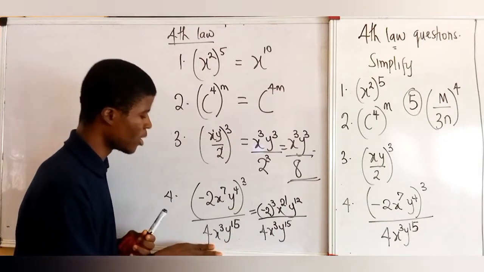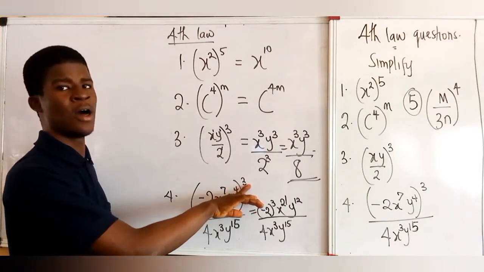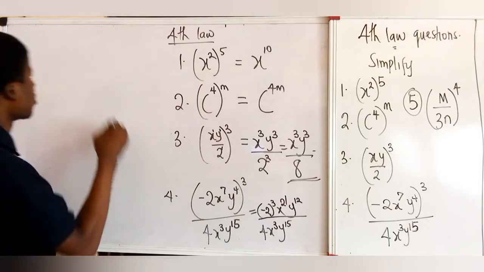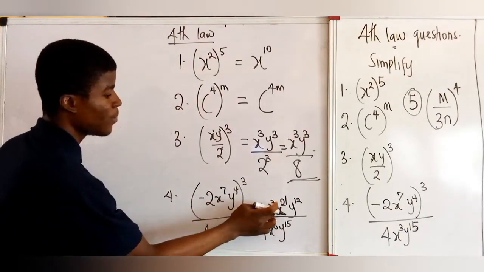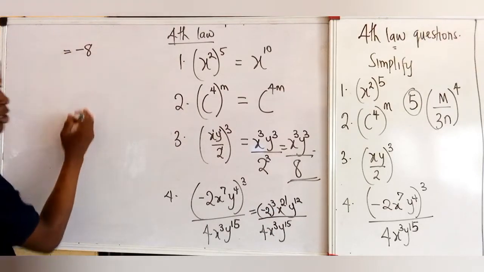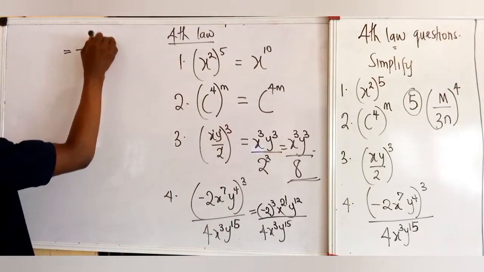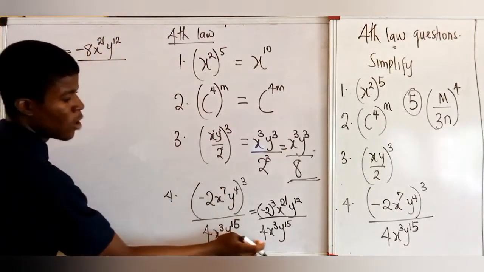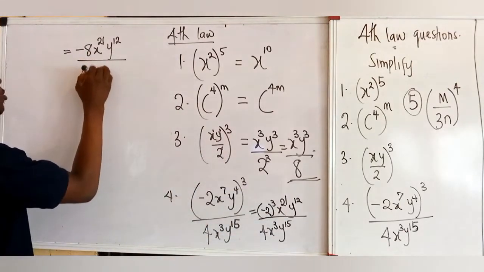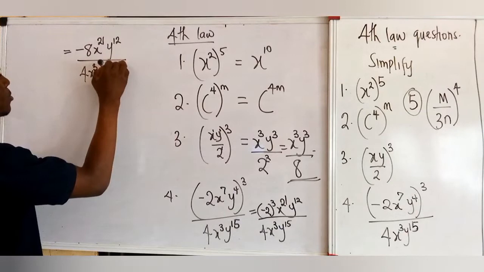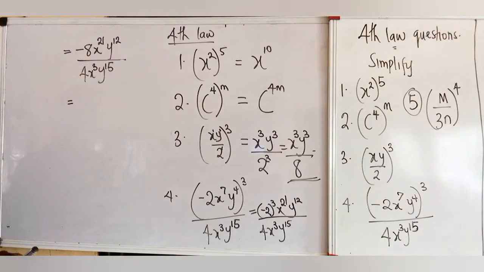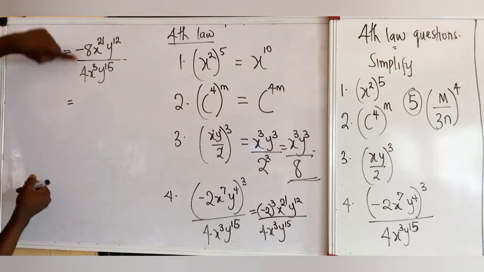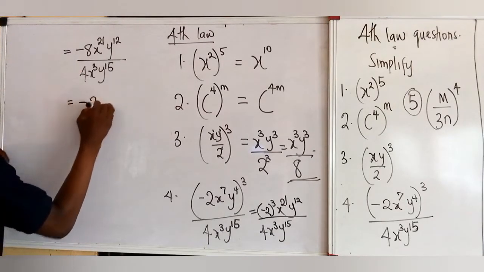This denominator is not being affected by this power at all. It is not affected. So what we are going to do now is to simplify that. For I have minus 2 to the power of 3 is minus 8. So the other terms come in x to the power of 21, y to the power of 12, all over 4x to the power of 3, y to the power of 15. So let's simplify. There are terms that we can simplify further, like x and y. So first of all, minus 8 divided by 4 is minus 2. Good.